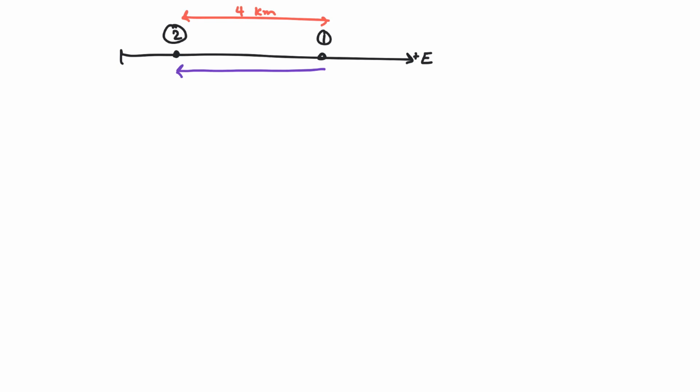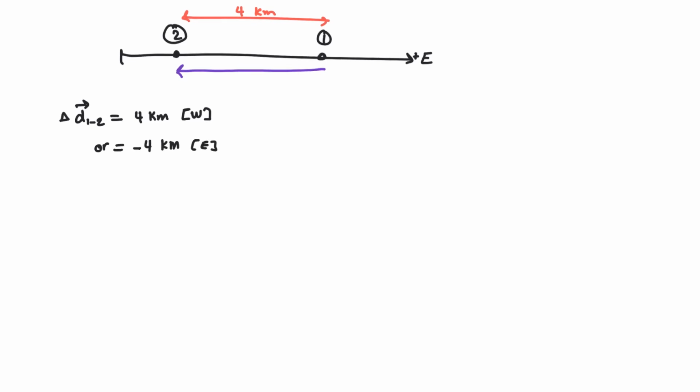And when we want to figure out this vector, we can use two different ideas. We can say that since the direction to the right is east, then the person traveling from location 1 to 2 has a change in position of 4 kilometers in the west direction. So that's one method of writing it. Or we can write that their displacement is equal to negative 4 kilometers in the east direction.